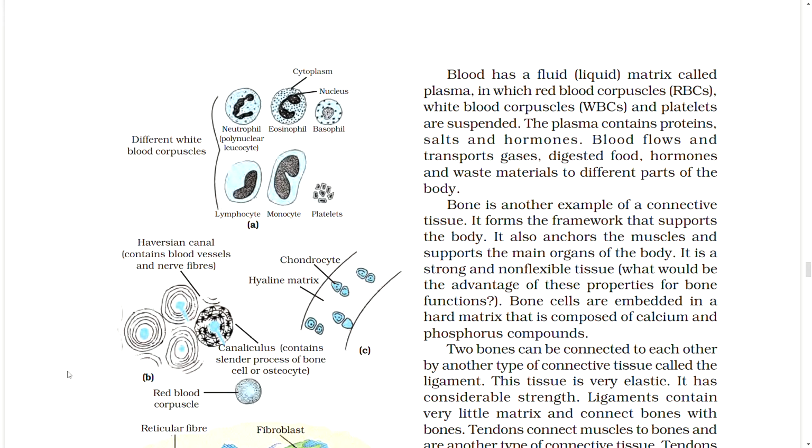Bone is another example of a connective tissue. It forms the framework that supports the body. It also anchors the muscles and supports the main organs of the body. It is a strong and non-flexible tissue. What would be the advantage of these properties for bone functions?